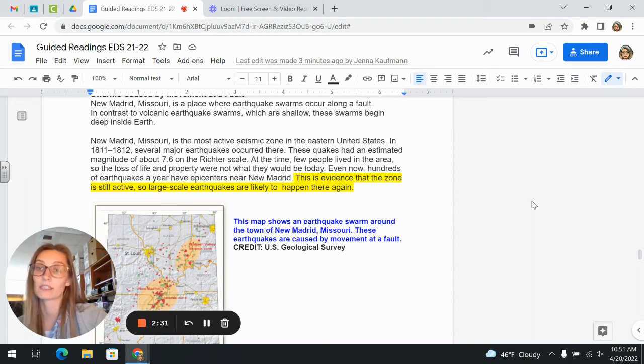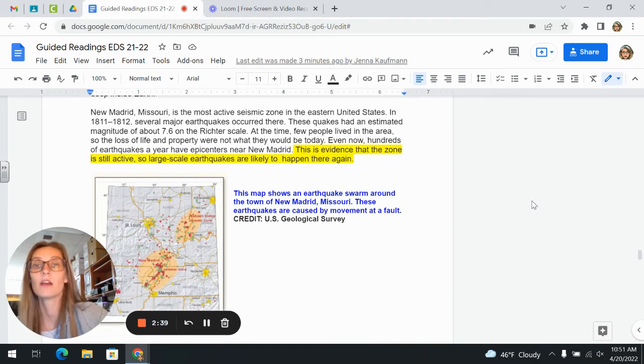In 1811 to 1812, several major earthquakes occurred there. These quakes had an estimated magnitude of about 7.6 on the Richter scale. At the time, few people lived in the area, so the loss of life and property were not what they would be today. Even now, hundreds of earthquakes a year have epicenters near New Madrid. This is evidence that the zone is still active, so large-scale earthquakes are likely to happen there again.